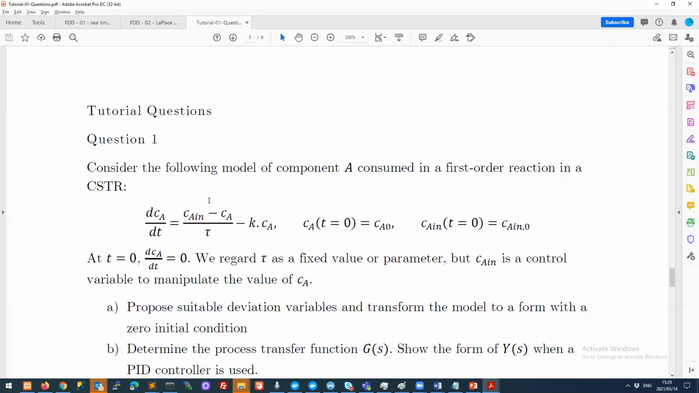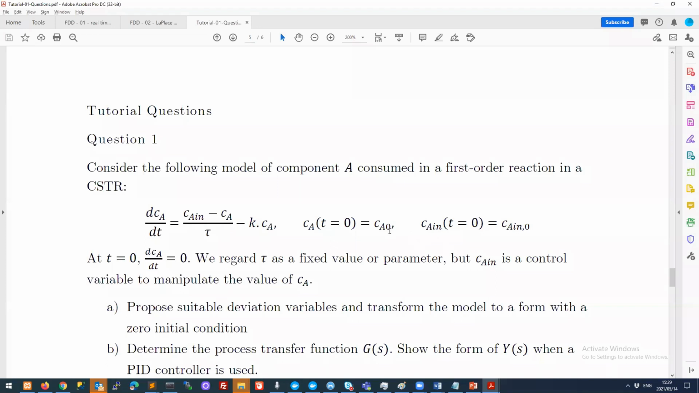So you've got this equation that governs the rate of change of concentration in the reactor. And you also have the initial concentration in the reactor. And just be careful, you've got right the distinction between the inlet flow rate and the initial concentration. So that's the concentration in the stream going into the reactor, and that's the concentration in the reactor initially.